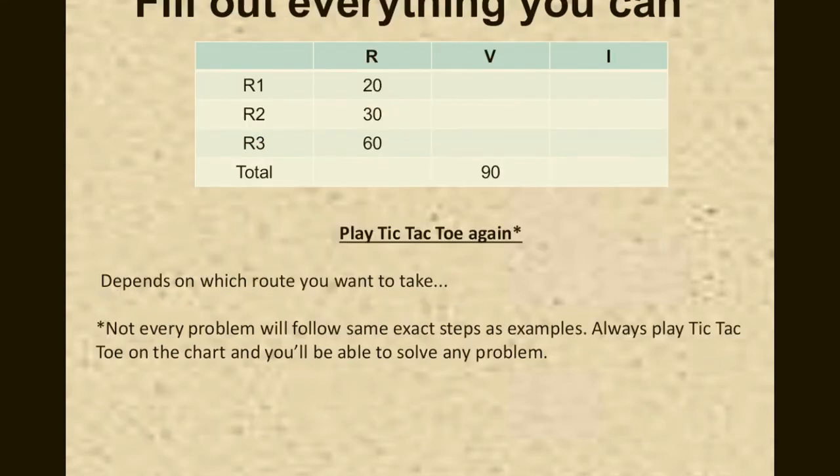All right, so let's go ahead and get to it. We had our problem, and we're going to fill out what we can. So we had three resistors. We put those down. And remember, you cannot pick and choose. You have to put them in the order that they are from the power source. And the voltage was 90. So you can play tic-tac-toe again. Now, this purely depends on which route you want to take. Not every problem is going to follow the same exact steps. However, if you play the tic-tac-toe game on this chart, then you're always guaranteed to be able to solve any problem.